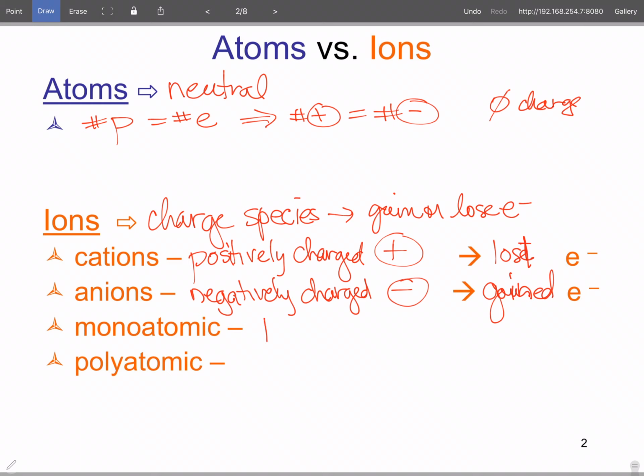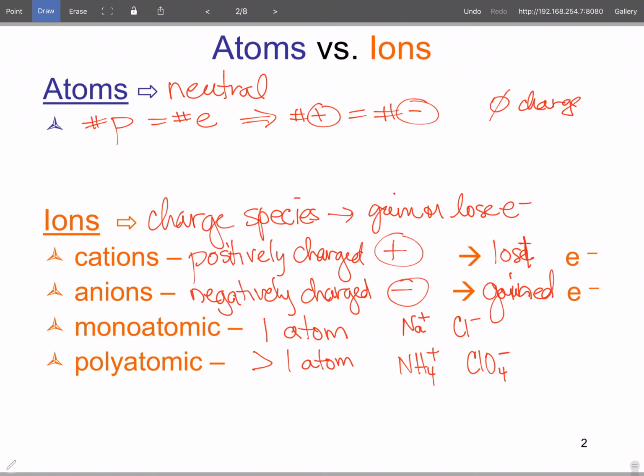Monoatomic means there's only one atom involved. Polyatomic means there's more than one atom. So, for example, sodium plus would be monoatomic, chloride minus, whereas ammonium ion is a polyatomic positive, whereas this perchlorate is going to be negative. More about the naming as we go to it. So that's where we start with the ions.